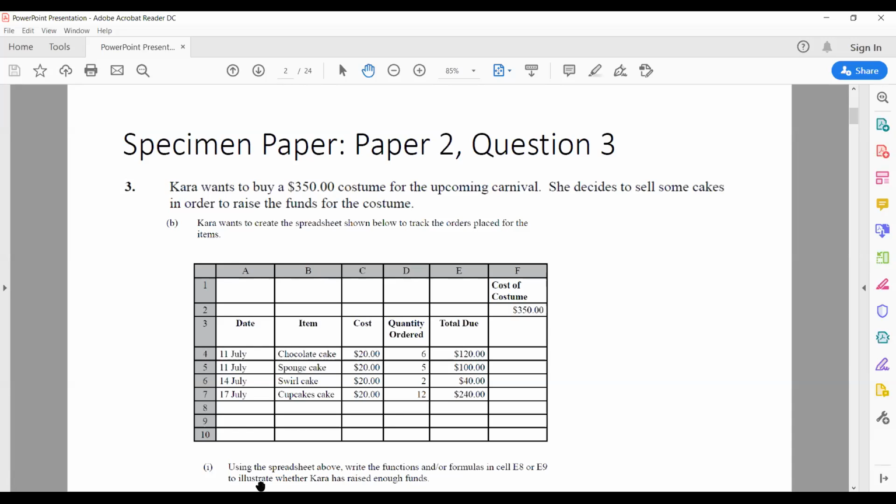So the first part of the question is, using the spreadsheet above, write the functions and/or formulas in cells E8 or E9 to illustrate whether Cara has raised enough funds. So the first thing you want to do here is ensure you are in the correct cell, right? E8 is this cell here, and E9 is the one right under it. In order to illustrate whether Cara has enough funds, the first thing you need to do in this case is to determine how much money she would have raised, and then you would want to know how that compares to the cost of the costume.